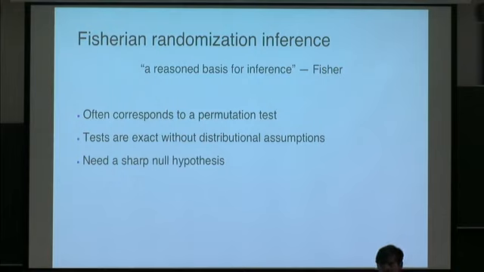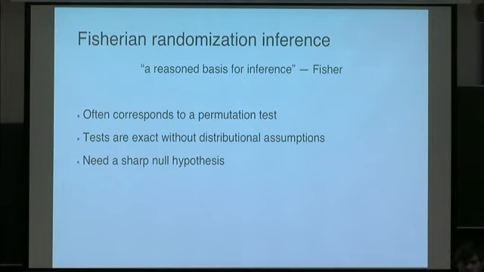So often this is going to end up corresponding to a permutation test, and these tests are exact. That is, the tests have the correct size. The type 1 error rate is less than or equal to the nominal rate, and we don't need any distributional assumptions whatsoever except for our assumption on w, which hopefully we randomized ourselves, or my friend randomized, and there's some data that suggests that they really randomized it in the way that they said. Okay, but we do need a sharp null hypothesis.